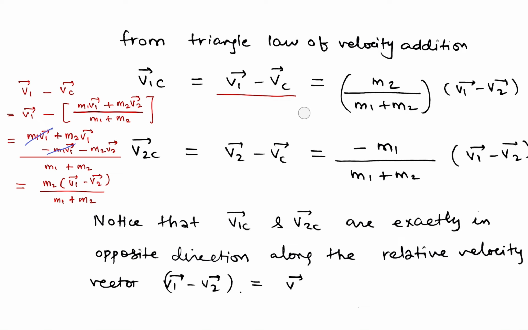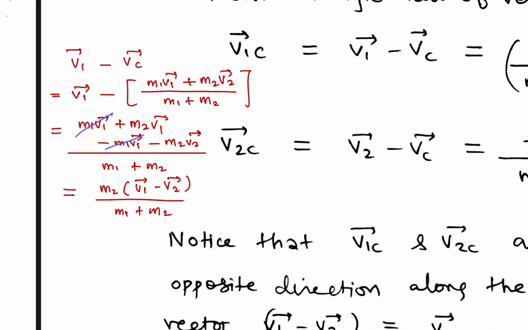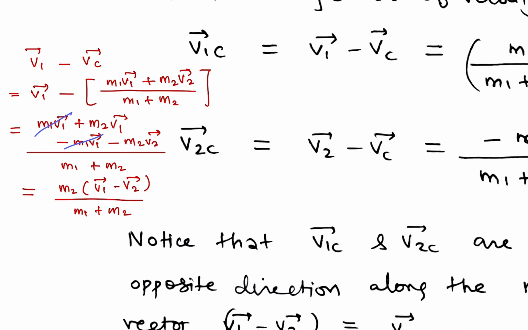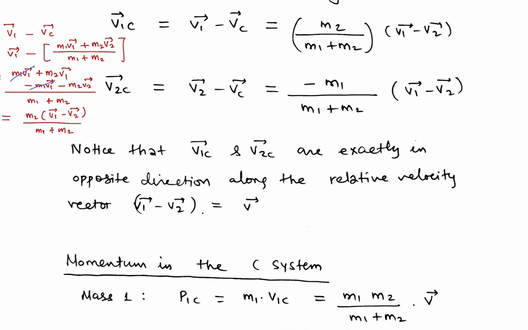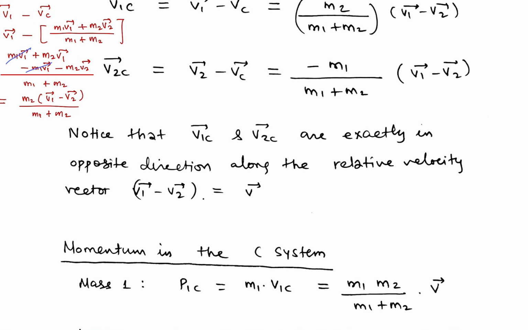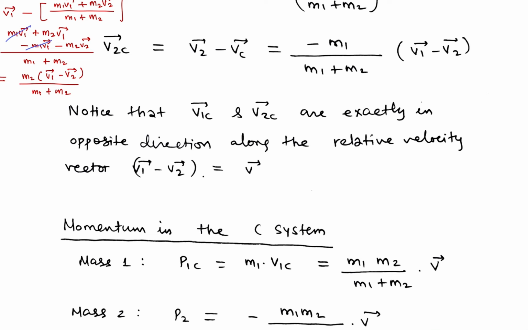You could pause the video and think about what we have done. We have done just subtraction, nothing else. That is why I have written result everywhere, because we cannot do each and everything in great detail. Now, you will have to notice that V1c and V2c are exactly in the opposite direction along the relative velocity vector. How? Let us see here.